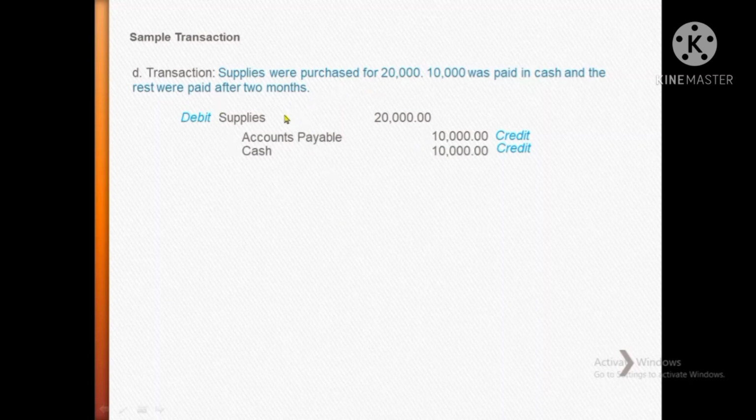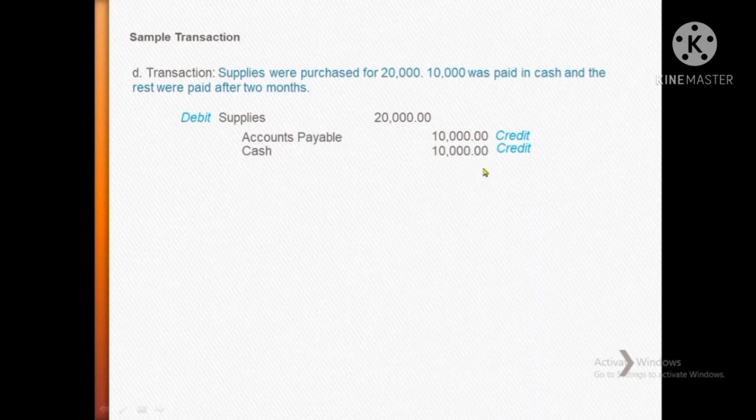Of course, the supplies is correct. It is to be debited because the supplies increased. And of course, the cash credit is also correct because the cash decreased because of the down payment. And the accounts payable increased because of the unpaid balance. So it is correct that it should be credited.